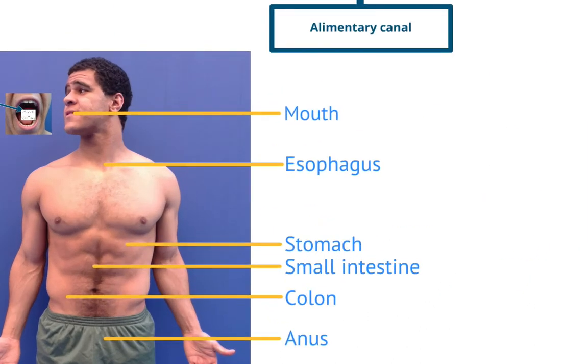Let's continue with the esophagus. The esophagus connects the oral cavity to the stomach. Peristalsis consists of waves of muscular contraction which propel the food bolus toward the stomach.